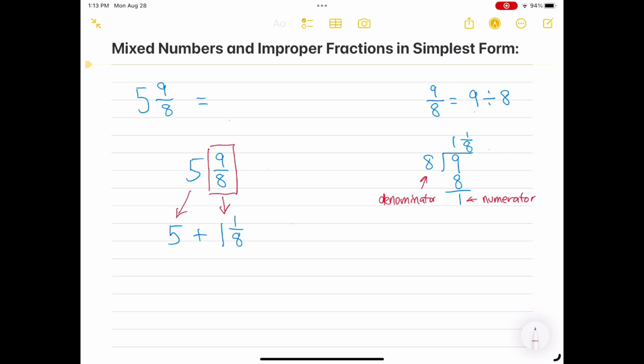Now we add 1 and 1/8 to 5. So the two whole numbers add together to make 6. The simplest form of 5 and 9/8 is 6 and 1/8.